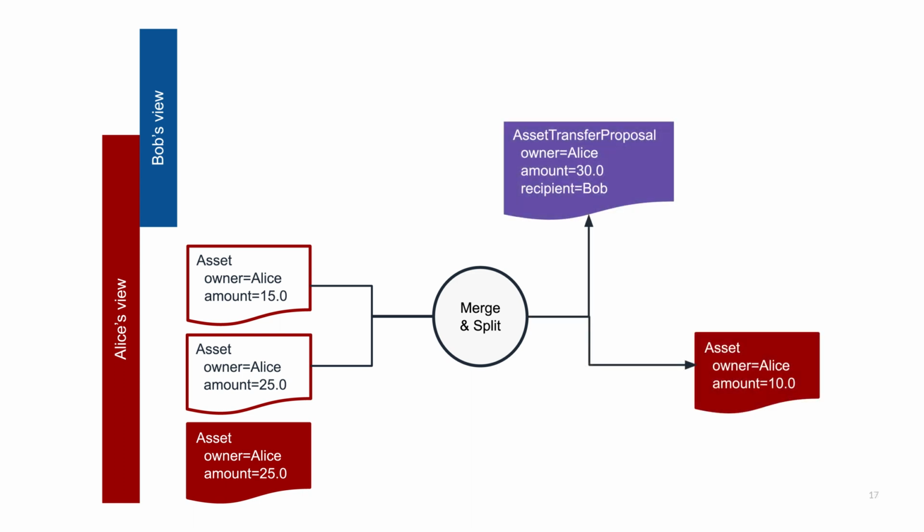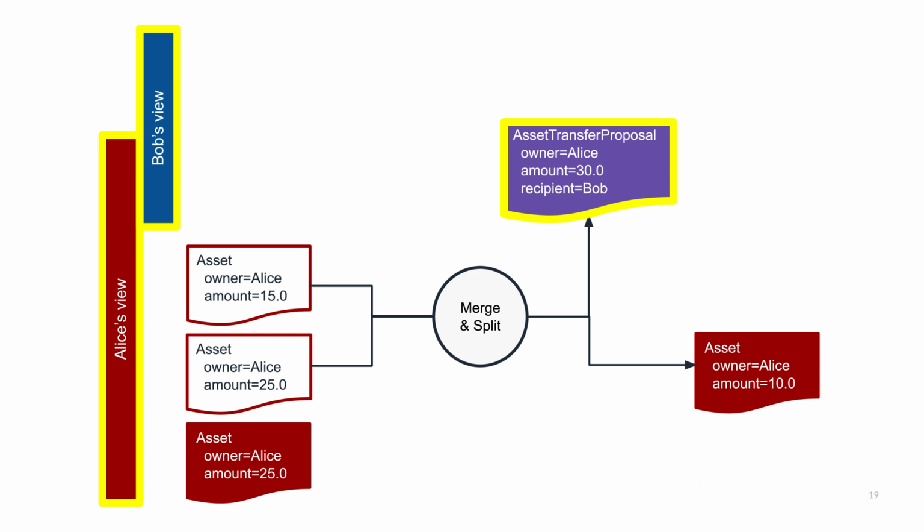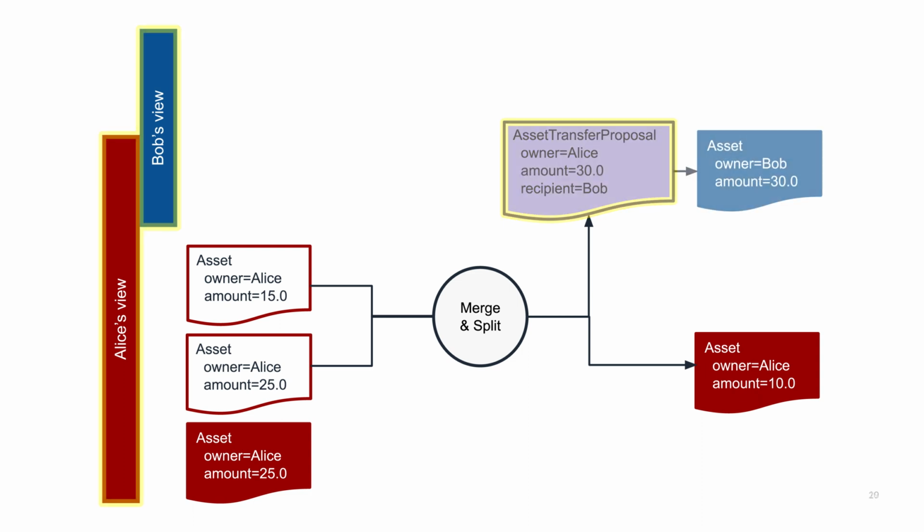This $40 can then be split into $30 and $10. A $10 asset contract, which is invisible to Bob, is created for Alice, and the $30 being transferred from Alice becomes visible to both Bob and Alice in the form of an Asset Transfer Proposal Contract. As Bob accepts the proposal, a new $30 asset contract is created for Bob.